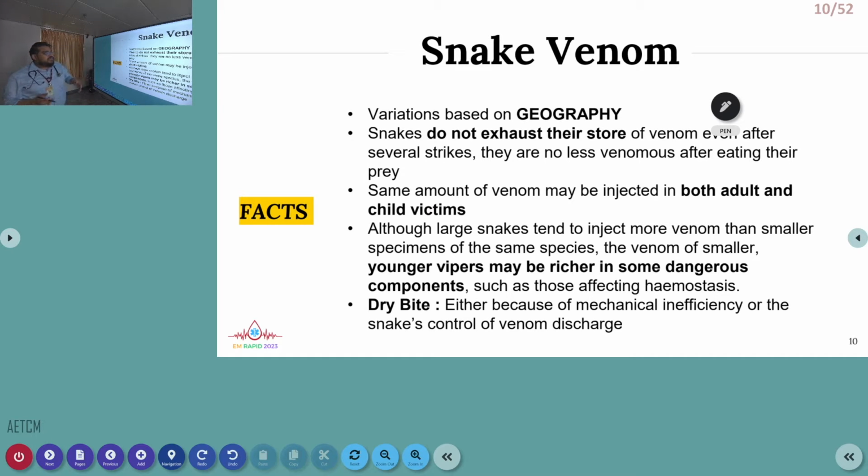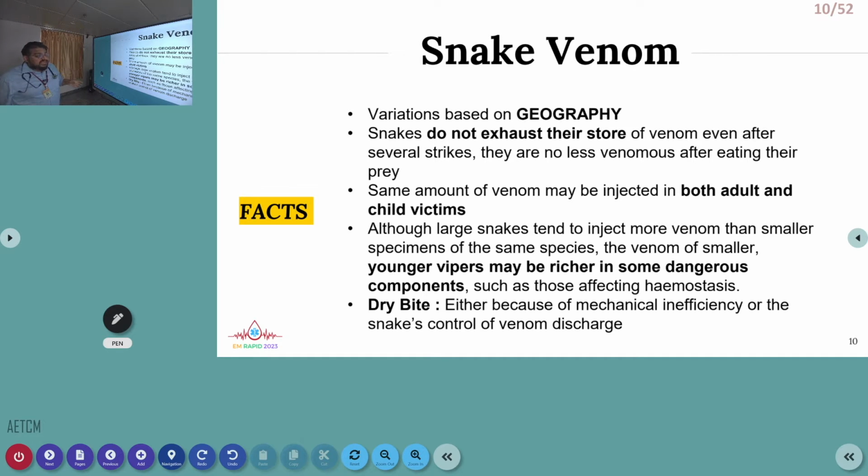Snake venom variation is based on geography. Snakes do not exhaust their entire source of venom. Even after several strikes, they will still have enough venom. Both adult and child victims may require the same amount of anti-snake venom. So that is one important thing when we are treating a child. For all other drugs we have child dosing, but when you give anti-venom, you need to give the full dose, just like for the adult. We will discuss the full dose of anti-snake venom.